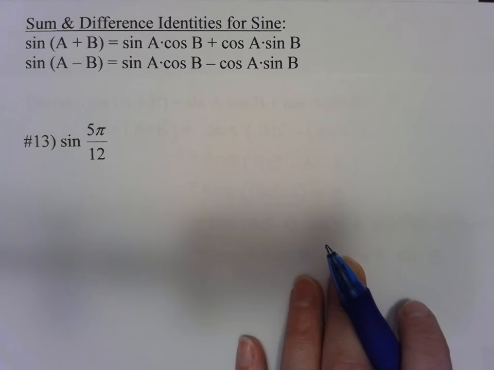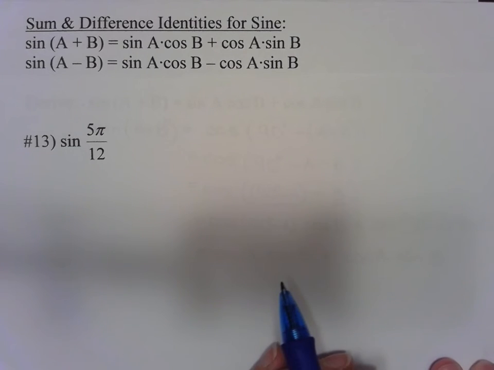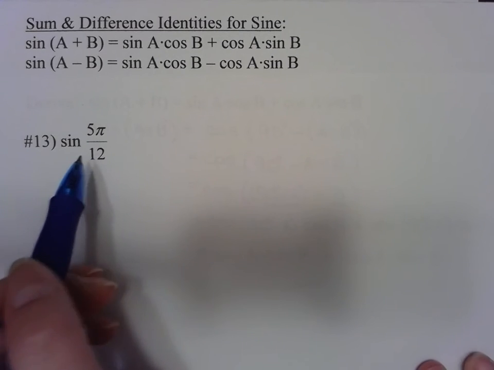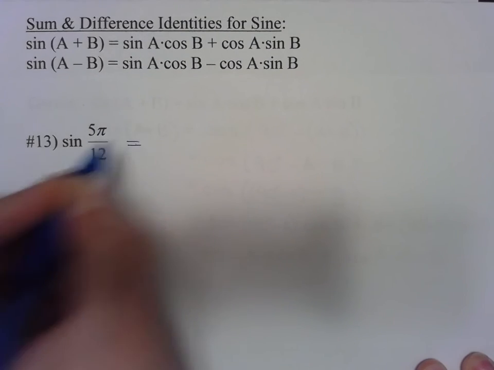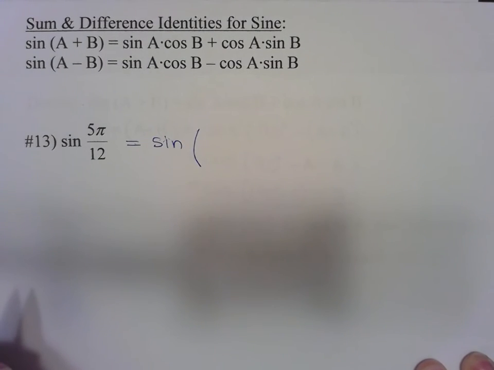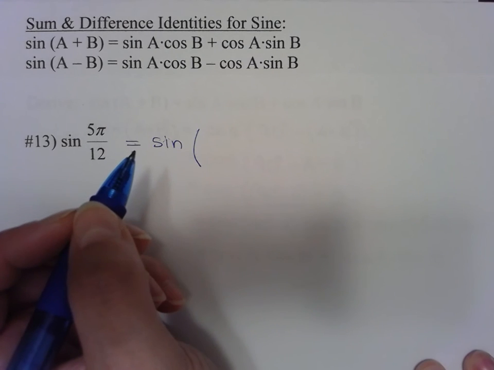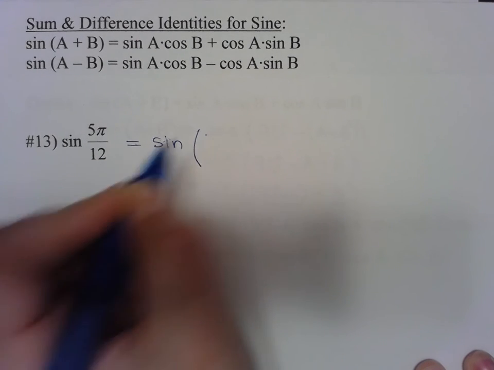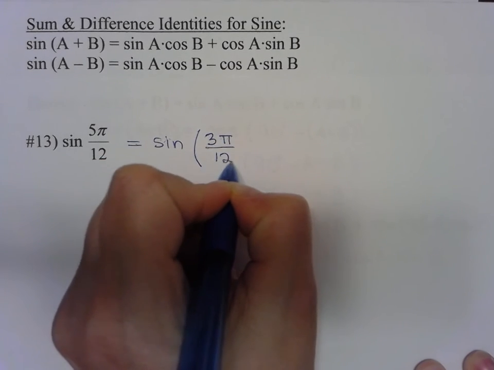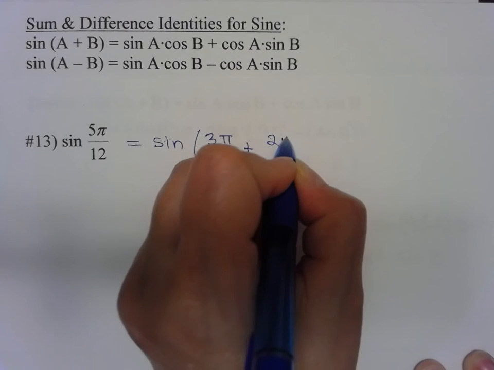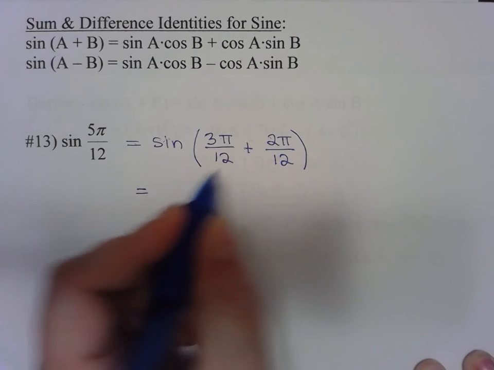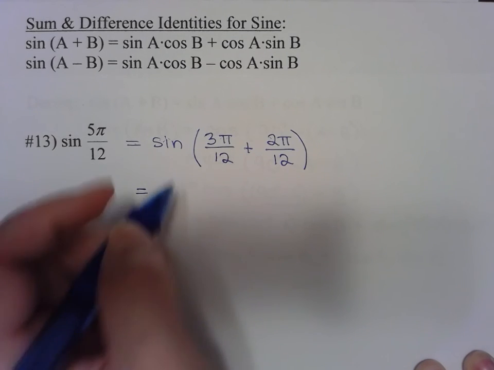We did one of these in a previous video. I decided to do this one in radians just to give you an example of both. Okay, but we would like to break up 5 pi over 12 into 2 angles, maybe that we know a lot about, know the values for already. And we can do that, right? I think what's going to work best for us is 3 pi over 12 and 2 pi over 12. These add up to 5 pi over 12, so we're not changing anything.